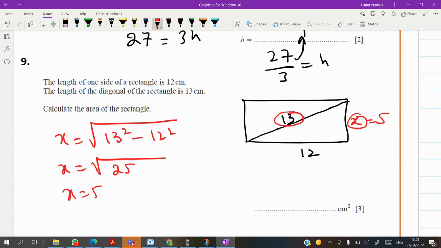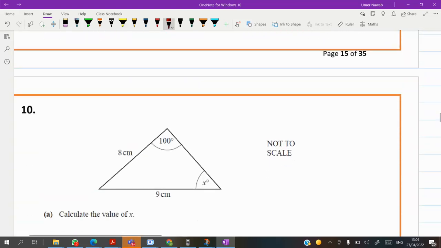Now I want to find the area of a rectangle. So the area of a rectangle is length times width. So length times width is 12 times 5, which is 60 centimeters squared. Next question.